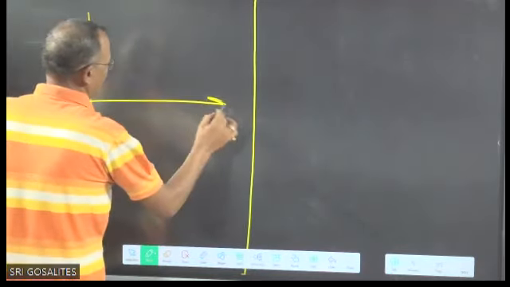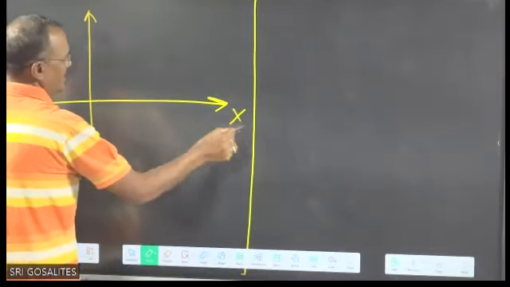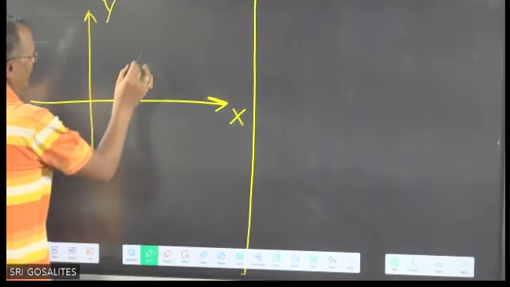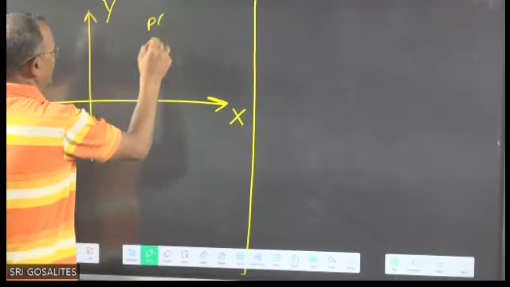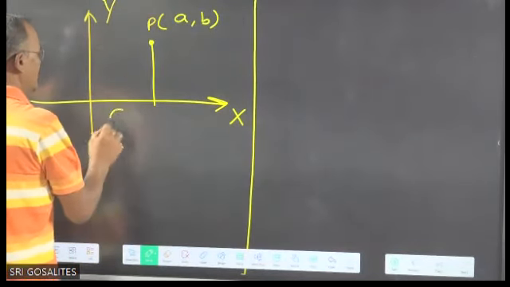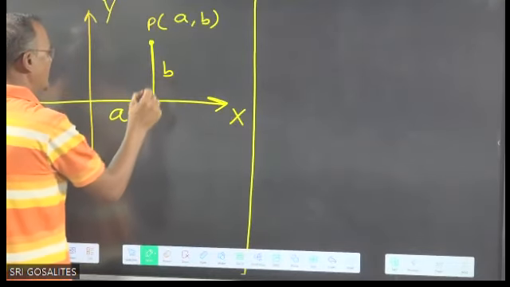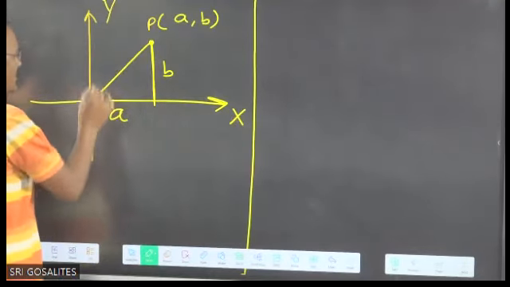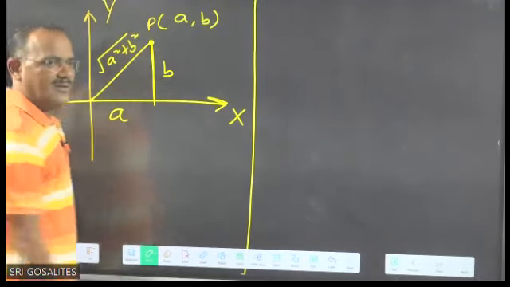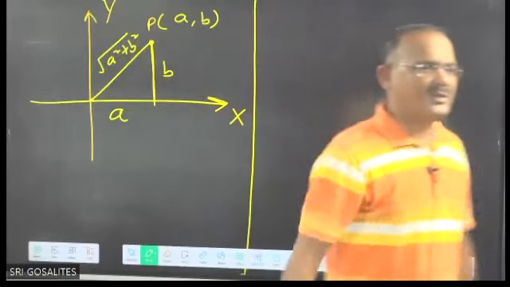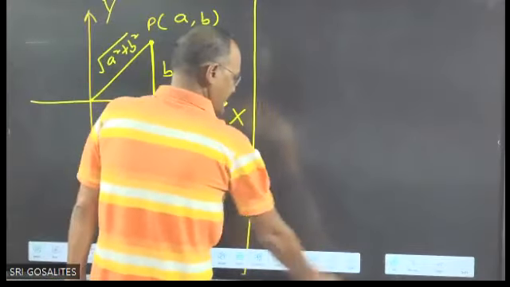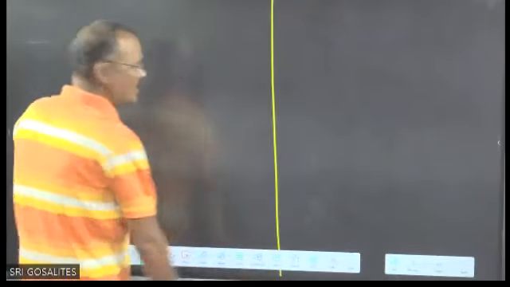We have two axes in the Cartesian system. This is called the x-axis and this is called the y-axis. If we take any point in this plane with the coordinates a comma b, then what does it mean? This distance is a and this distance is b. And directly, in this triangle, how much is the hypotenuse going to be? a square plus b square. Okay, right. So now, two questions we will take.